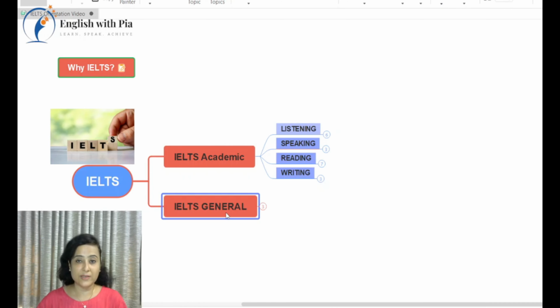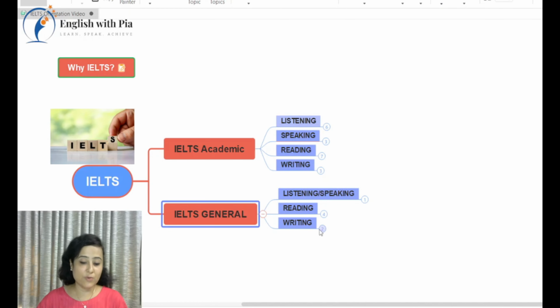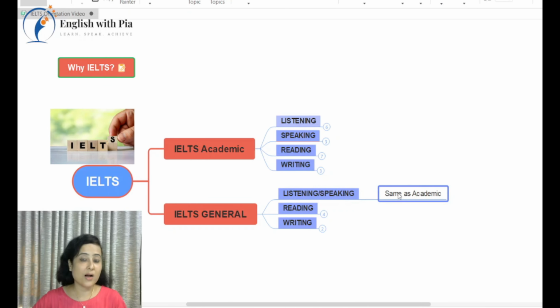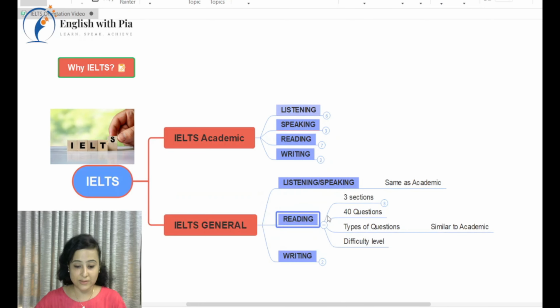Okay, so this was all about IELTS writing, and let us quickly move to the differences in the IELTS general exam. Now, more or less, the modules will of course remain the same: listening, speaking, reading, and writing. However, listening and speaking are exactly the same as we discussed in the academic test. However, there are some changes in the reading module as well as the writing module. So let's see what the differences are.